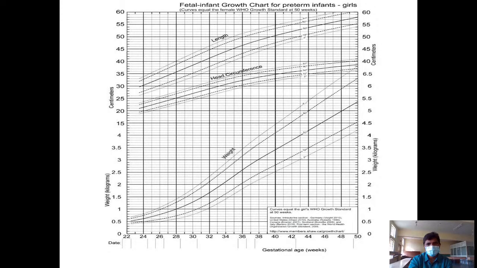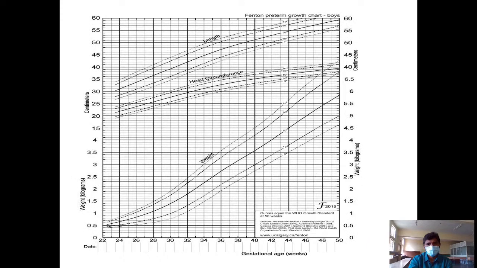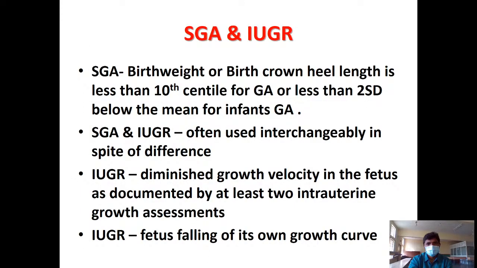So these are the Fenton growth charts. You need to carry these growth charts while examining the baby. And then what is the SGA baby? We have already discussed that if either the birth weight or the birth crown-heel length of the baby is less than the 10th centile for gestational age, or less than 2 standard deviations below the mean, then you label that child as an SGA baby.